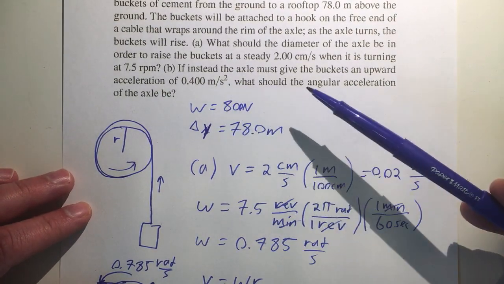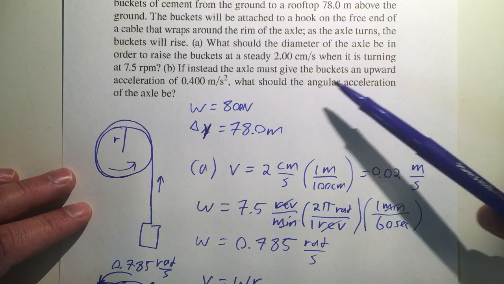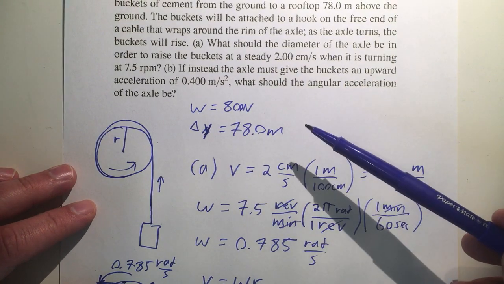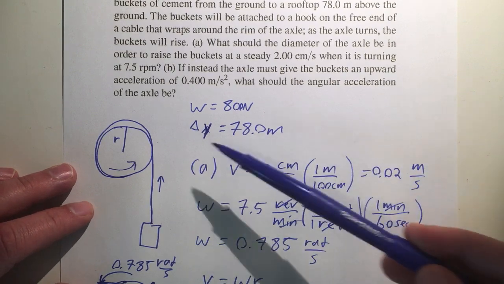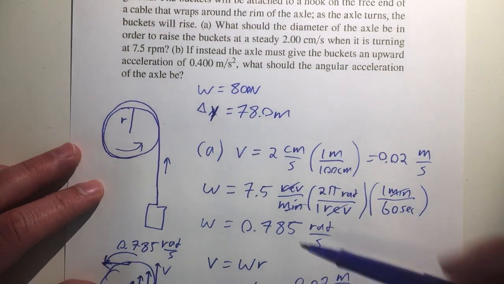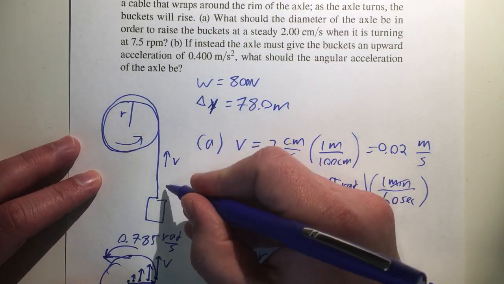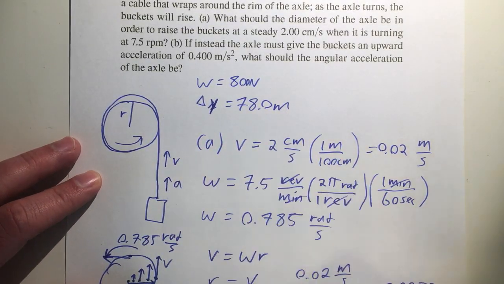For part B, it wants to know, if the axle must give the bucket an upward acceleration of 0.4 meters per second squared, what should the angular acceleration of the axle be? Okay, so now not only do we have a bucket which is moving up with some velocity, but now the bucket itself is also accelerating upwards.